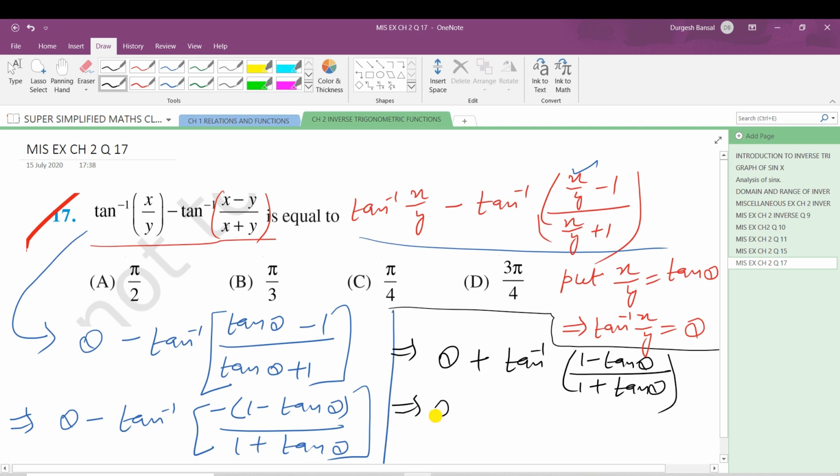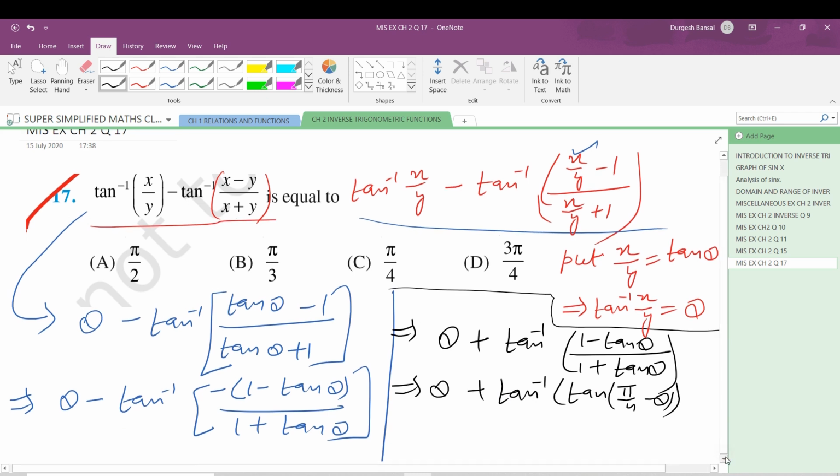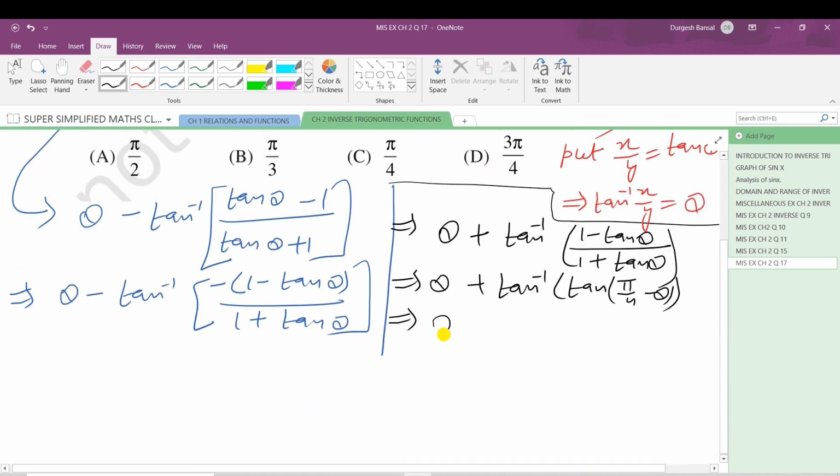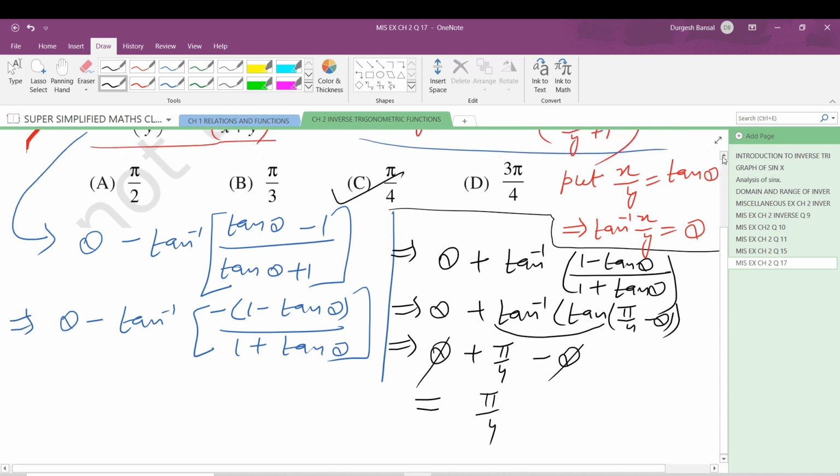Now this is the expression for tan of pi by 4 minus theta. Now as you can see that tan inverse and tan, they both nullify the effect of each other. So this becomes theta plus, these two cancel the effect of each other. They are not cancelling each other, they are nullifying each other. So we got theta plus pi by 4 minus theta. Theta also gets cancelled and the result is pi by 4. Now you can see option C is the correct option. You can see the full question if you have to see.